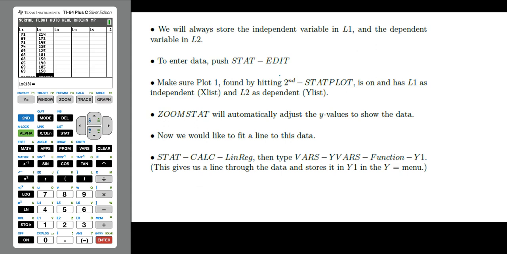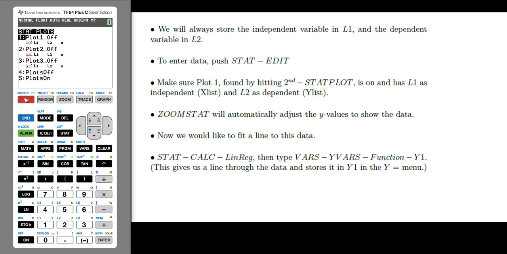Okay, so as we said, we're always going to store the independent variable, or the x, in L1 and the dependent, or y, in L2. We went ahead and entered it using the stat edit, as we said, so this is just a bolded list to remind you of everything. All right, but now we're going to take a look at the data. So we're going to make sure that plot 1 is turned on, and we're going to hit second stat plot in order to take a look. So stat plot is the second function of the y equals button. So I'm going to hit second stat plot.